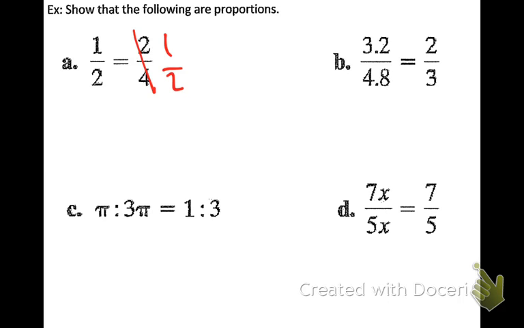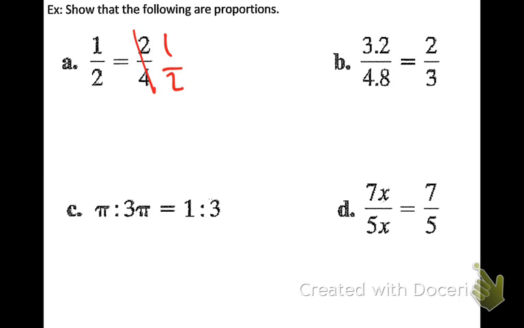All right. How can I show that 3.2 over 4.8 equals 2 over 3? Shatiz. Would you not cross multiply in this case? You don't have to. Not yet. You guys are getting ahead of me. You're stealing my thunder.